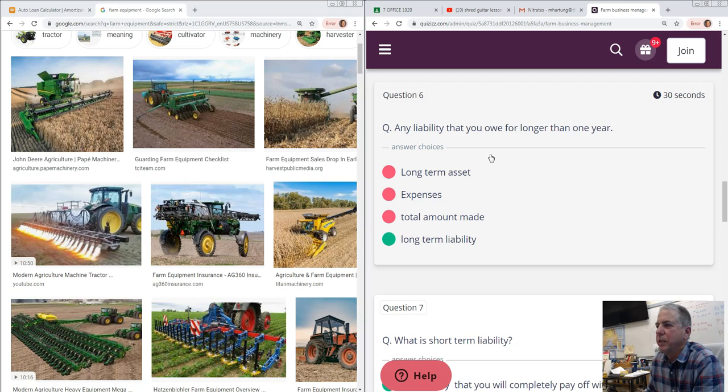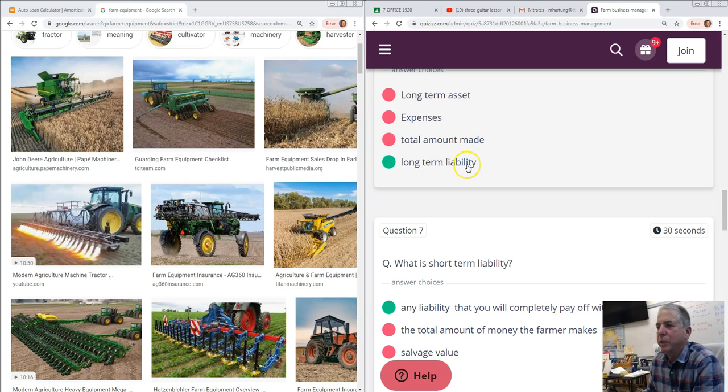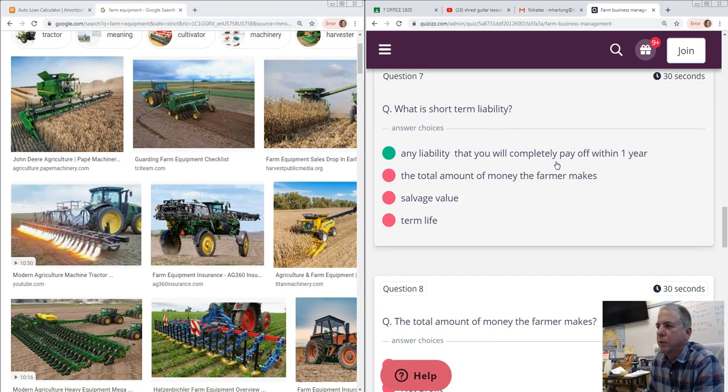Any liability that you owe for longer than 1 year. So if you have some type of a loan, let's say for a house, a barn, some kind of a big building, it's going to be a long-term liability. It's going to take you quite a bit more than a year to pay that off. What is a short-term liability? Any liability, which is an amount you owe, that you will completely pay off within 1 year. So short-term in the world of business is a year or less. Long-term is over a year.